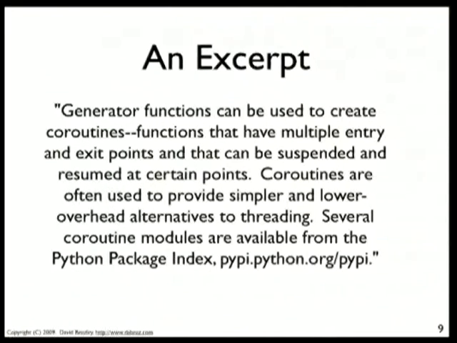I don't want to pick on book authors too much, but this is a typical excerpt. This is actually from a very recent Python book, and it's a great book, so I don't want to pick on it specifically, but this is basically the entire extent of the description of coroutines. The book basically says there's this feature where you can do this thing with generators, it's useful for threads and things like that, and oh, go look at PyPy. So it's a complete punt, if you will, on what this feature is about.